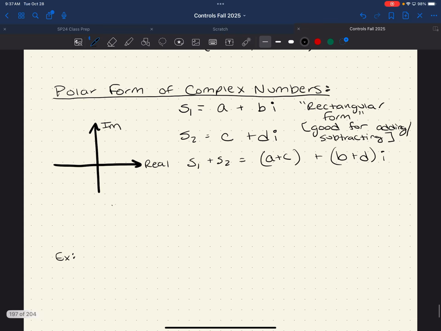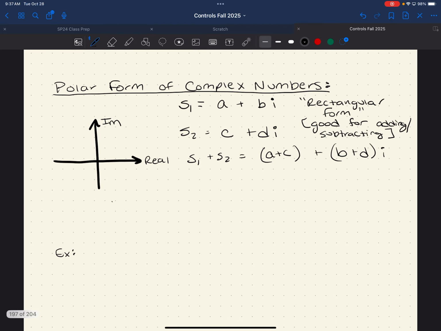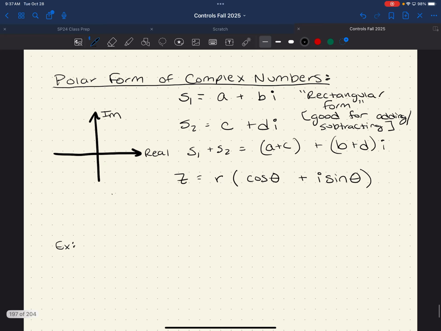Turns out there's another form. If we rewrite our complex number in the form something like this, if we have a complex number z and we write it as r of cosine theta plus i sine theta, this is sometimes referred to as the polar form.